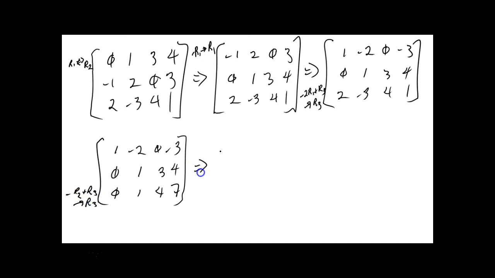So we're not doing anything to row 1. We were happy with it, so we're just going to write it down. We're using row 2, so we're not going to do a thing with it either. We'll write it down. What's our new row 3?